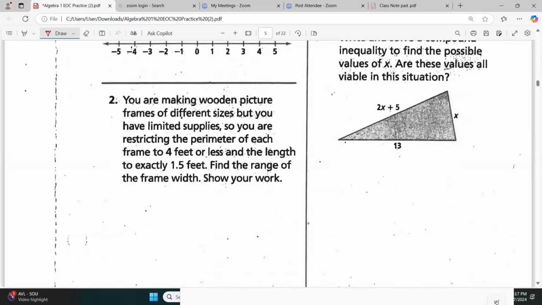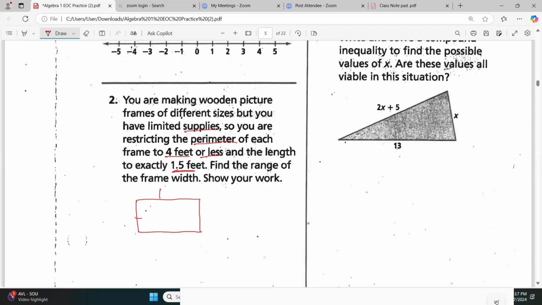You are making wooden picture frames of different sizes, but you have limited supplies. So you are restricting the perimeter of the frame to 4 feet or less. The length has to be exactly 1.5 feet. Find the range of the frame's width. Show working. Let's take a quick look at what we got. A diagram would work. Here is a nice diagram.